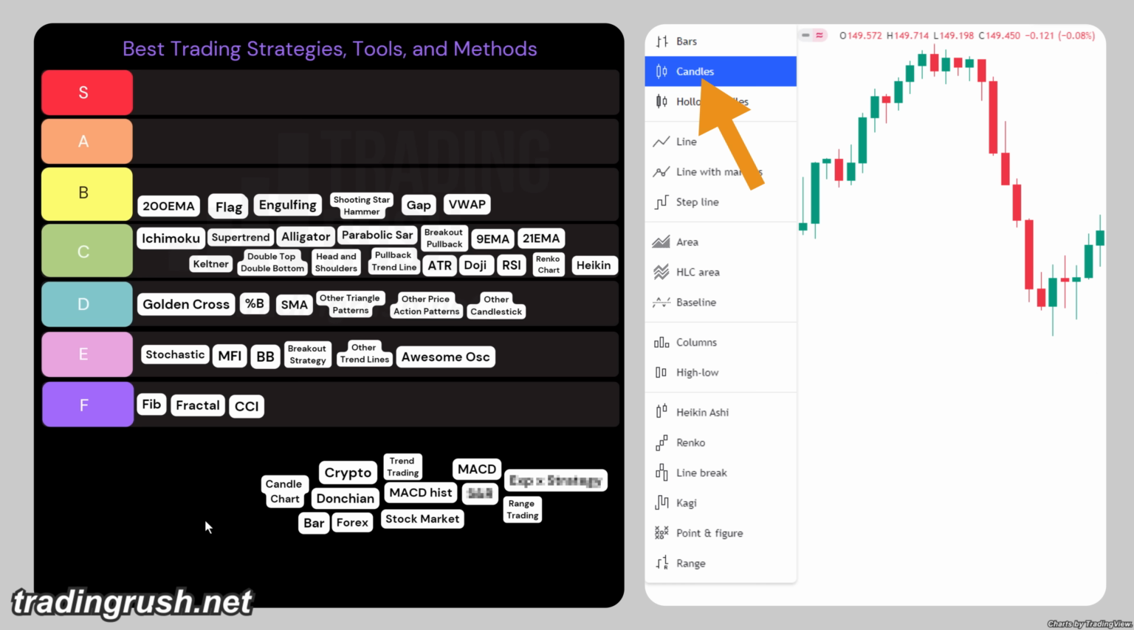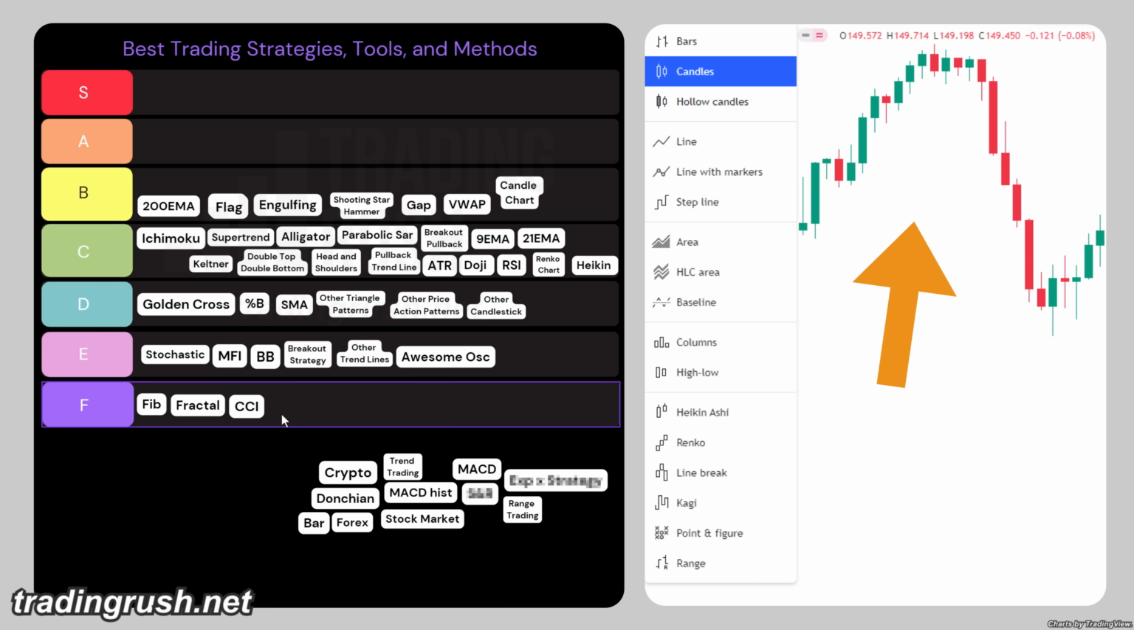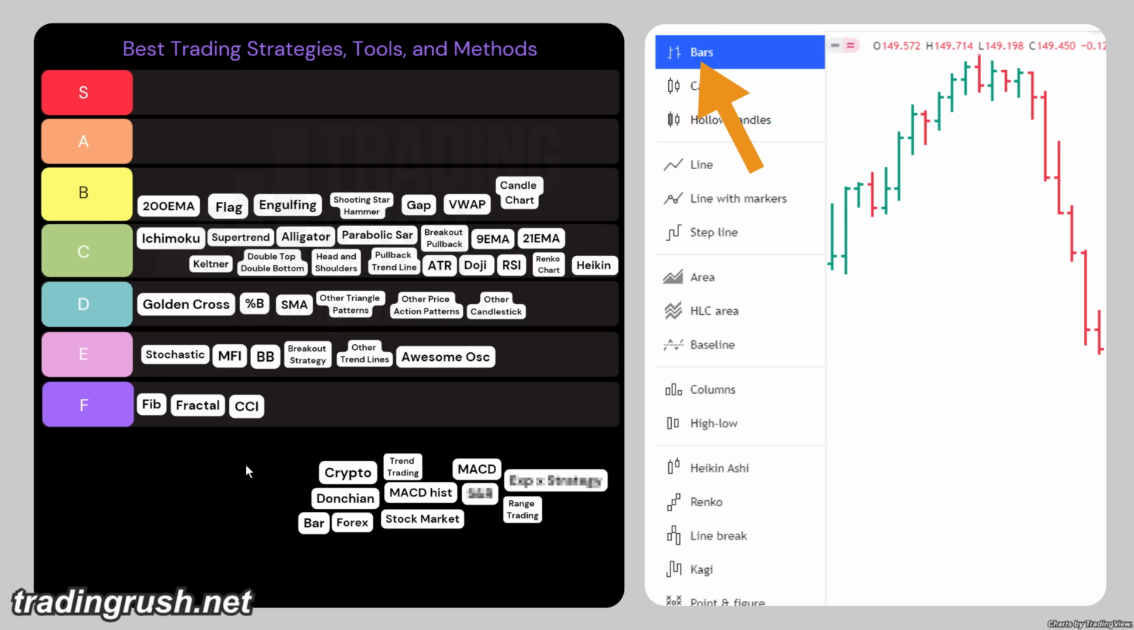As for the candlestick charts, these are simply the best. I would put them in the B tier. They give a lot of information, which can be used to see the interest of other market participants. It is difficult to do that with Heikin Ashi or Renko charts. When it comes to bar chart, I have never found it useful over other charts. I would put it in the E tier.